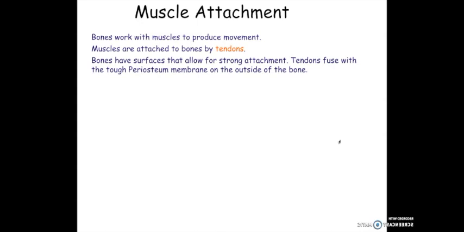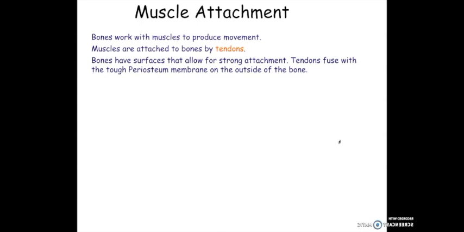The muscles are attached to the bones by tendons. So you should know that: muscles are attached to bones by tendons. And the bones have surfaces that allow for strong attachment. These tendons fuse with the membrane on the outside of the bone and allow the muscles to contract and extend.